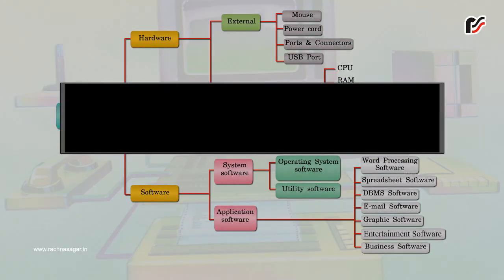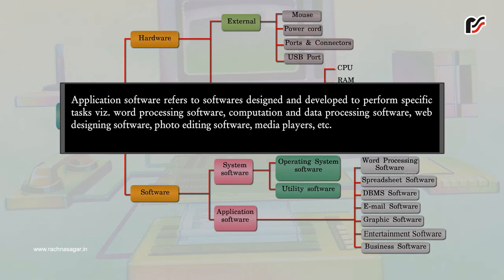Application software. Application software refers to software designed and developed to perform specific tasks, such as word processing software, computation and data processing software, web designing software, photo editing software, media players, etc.